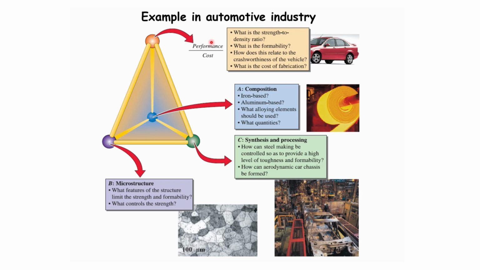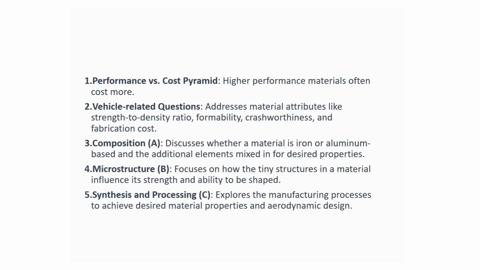As you can see in the diagram, it shows the relationship between the performance and cost of materials in the context of automotive application. For example, here we have the performance versus cost pyramid. The previous diagram that I showed you illustrates the balance between cost and performance in automotive materials, influenced by the composition, microstructure, and manufacturing process.